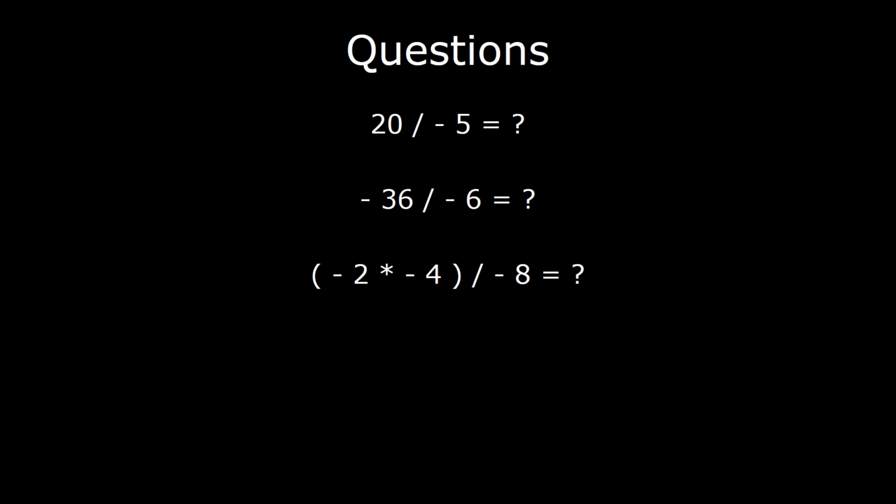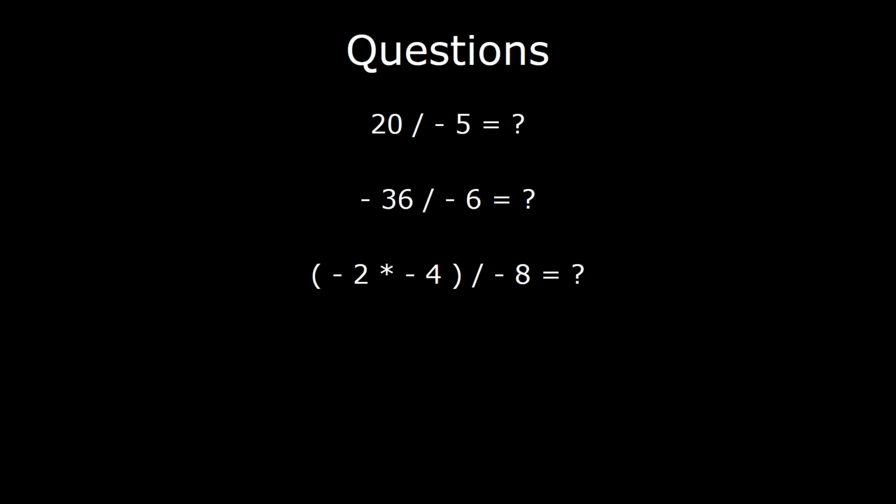Question 1. 20 upon minus 5. Now, it would be 4, but plus 4 or minus 4 is what we need to figure out. And 20 upon minus 5 has just one negative sign. It's in the denominator, but that doesn't really matter. As long as it's just one negative sign, the quotient will be negative. So the answer will be minus 4. 20 upon minus 5 equals minus 4.